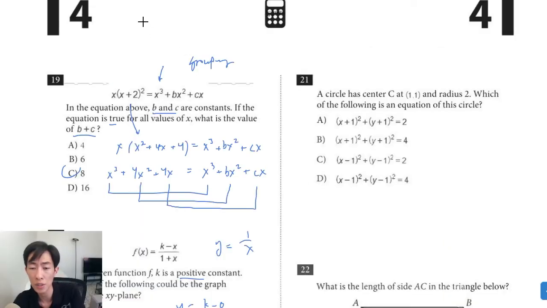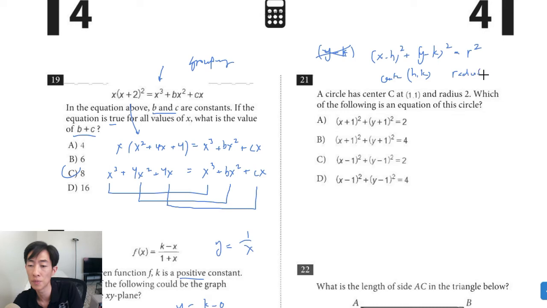Question 21, a circle has center C at (1, 1) and radius 2. Which of the following is an equation of the circle? So this is super easy if you've memorized your equation for a circle. So it's going to be (x minus h) squared plus (y minus k) squared equals the radius squared, and this is actually the Pythagorean theorem. So your center is going to be (h, k). Pay attention to the signs. You're subtracting h, you're subtracting k, and the radius is obviously r.